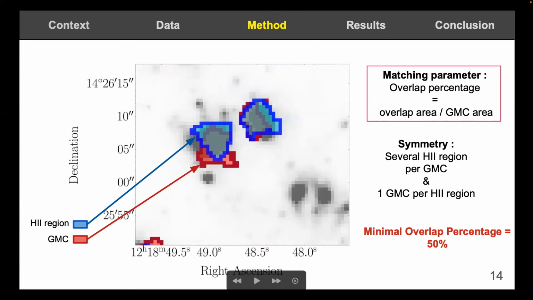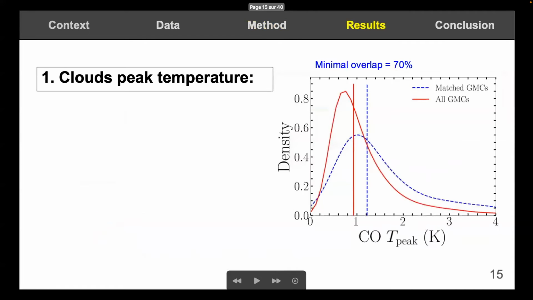Now, if, for the same field of view and same population of clouds and H2 regions, I get to a minimal overlap percentage of 50%, now only these two pairs of H2 region and molecular clouds are not matched.